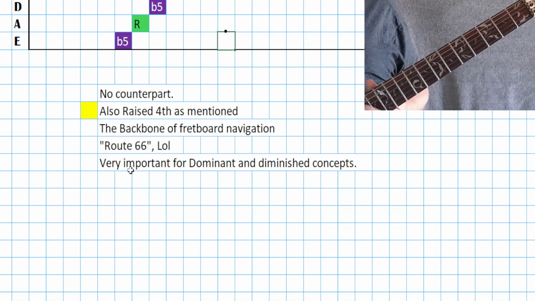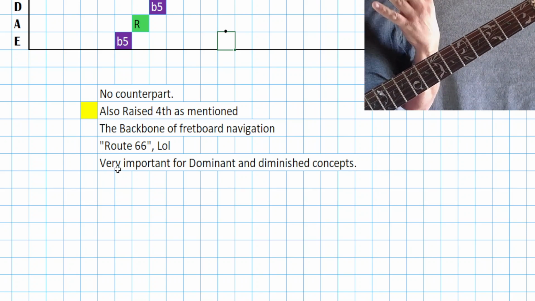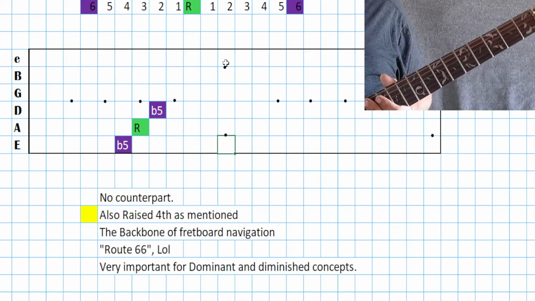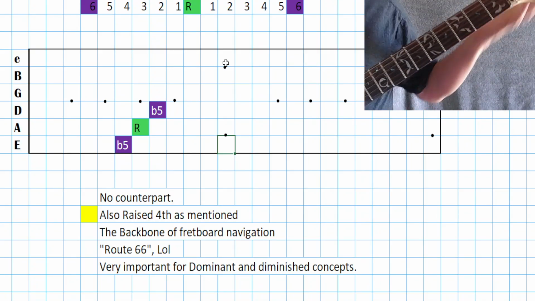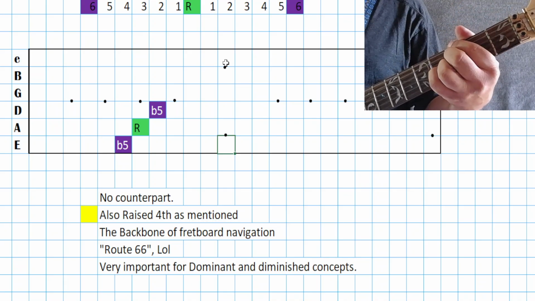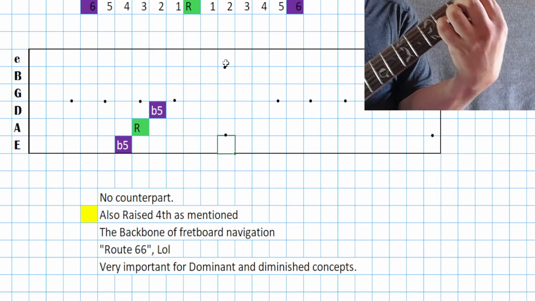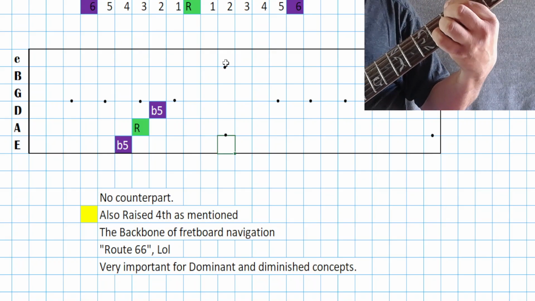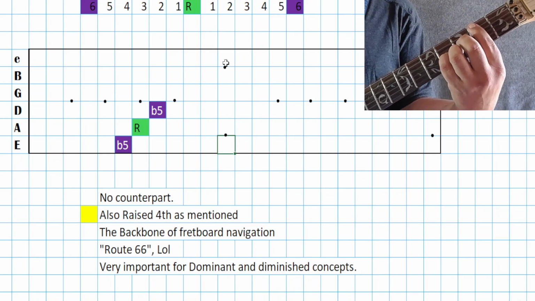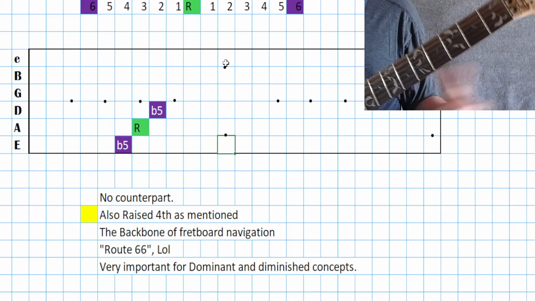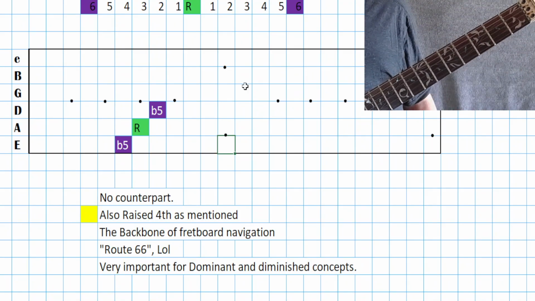Okay, so this is very important, as we had discussed, for dominant and diminished concepts. Every time someone's trying to explain, well, this is the dominant chord, or, well, there's a relationship to the diminished, and this is what you can do with diminished. Notice I just changed the root there. Same guts. Relationship between dominant and diminished.